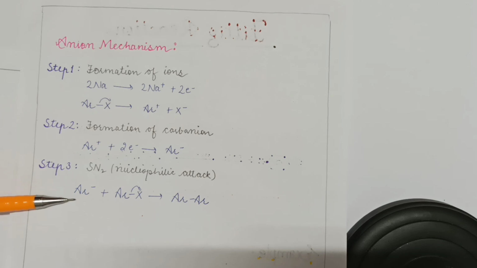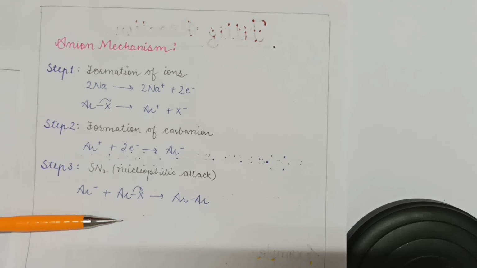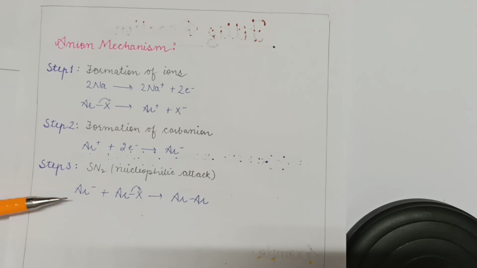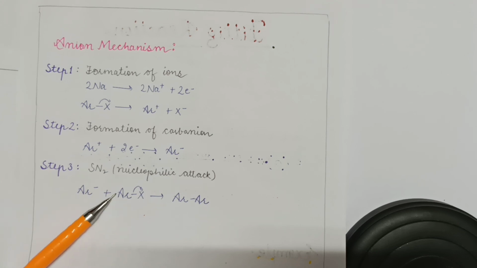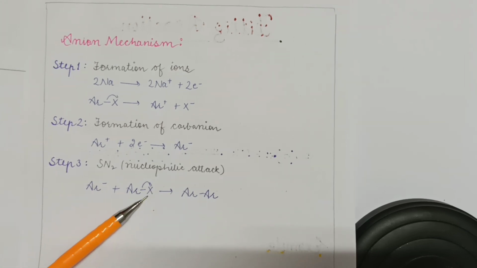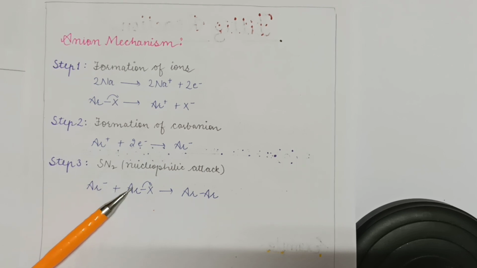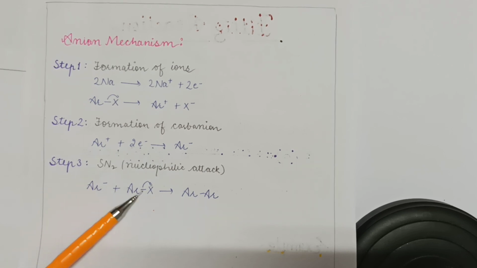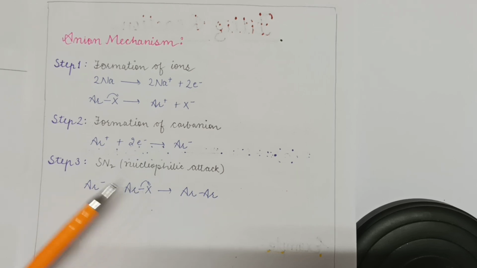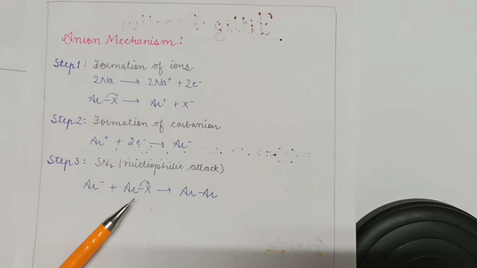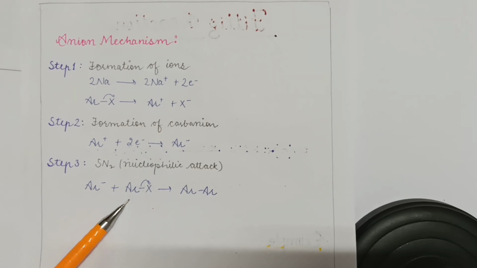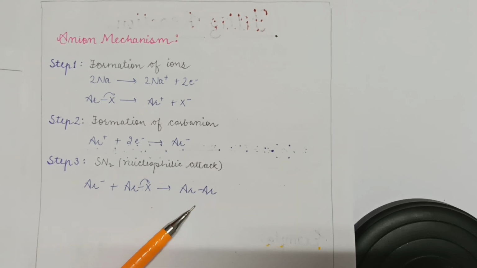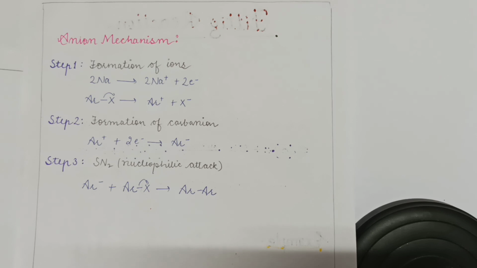So this carbanion will attack the other molecule of aryl halide. Since there is a partial positive charge on it and a partial negative charge on this one, it will attack this partial positive charge, and as a result this bond will get broken and this halide ion is going to get away. The carbanion is going to combine with this other aryl group, and as a result they are going to form a diphenyl. Okay, so this is how it takes place.